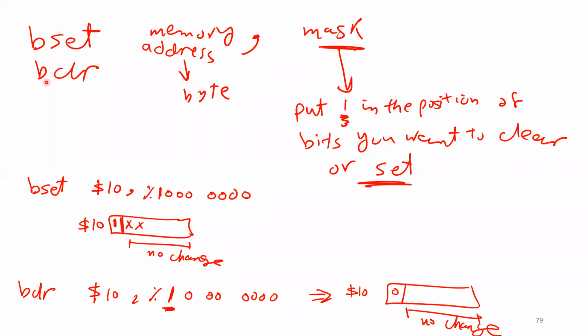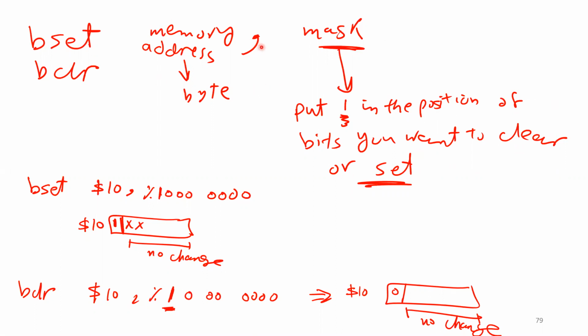One is called bit clear. The other one is called bit set. Here you have to put a memory address for a byte, and then you have to put a mask. In this mask, you have to mark the bits you want to set or the bits you want to clear. So you have to put 1 in the bits you want to clear or set. You got what I'm saying?